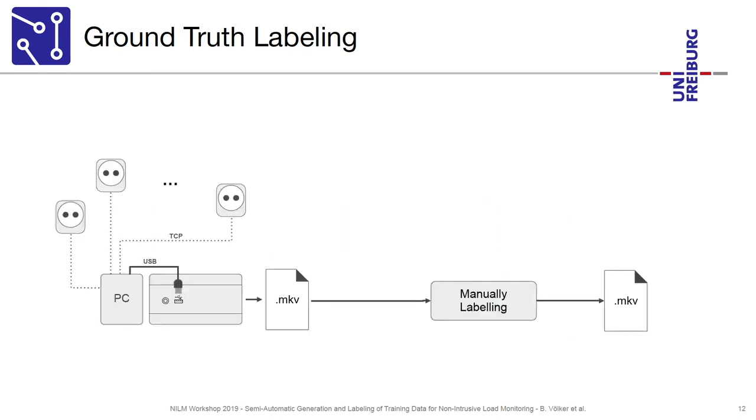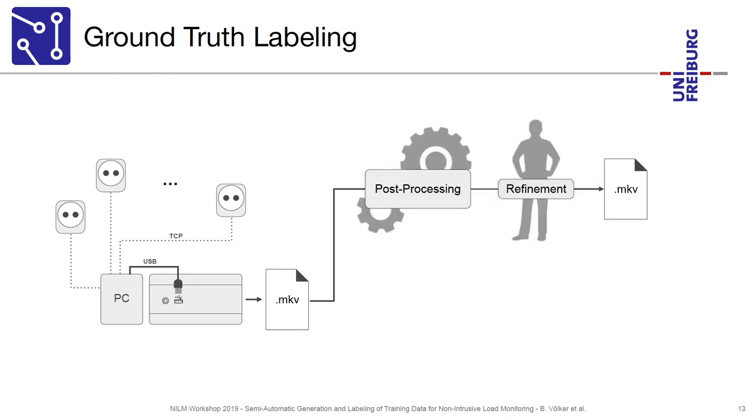Of course, you can do this manually after the recording. You can use, for example, subtitle editor software, load the Matroska file, edit it there, and export it as another Matroska file. But that's a tedious process, as I mentioned. Therefore, we assist this process by using a post-processing step so that you only have a human refinement step at the end where you have to delete false positives or add false negatives.